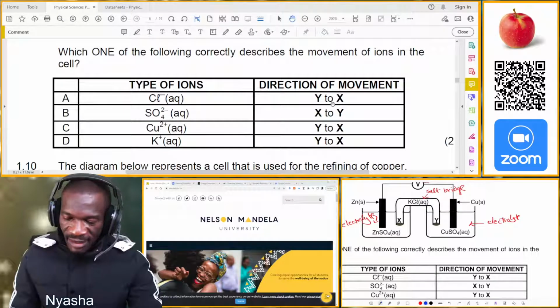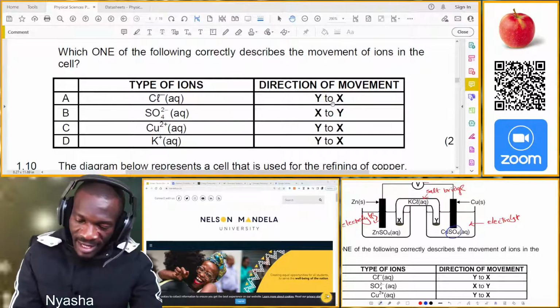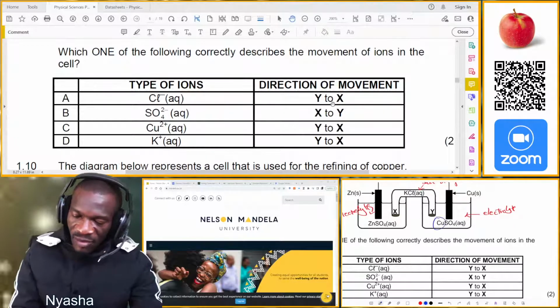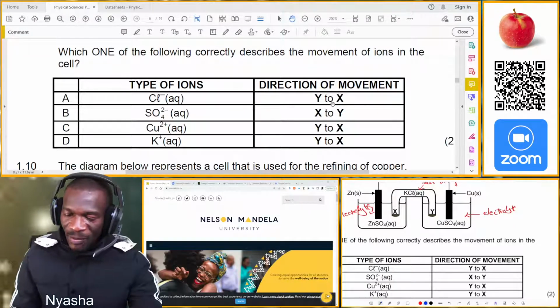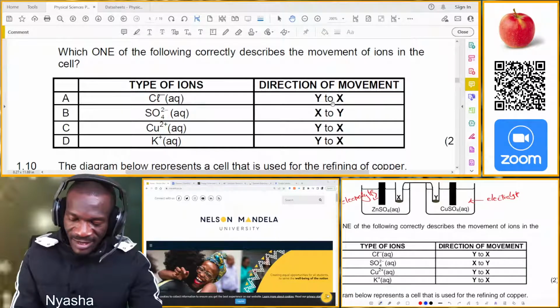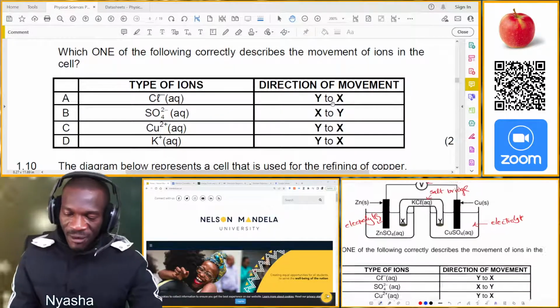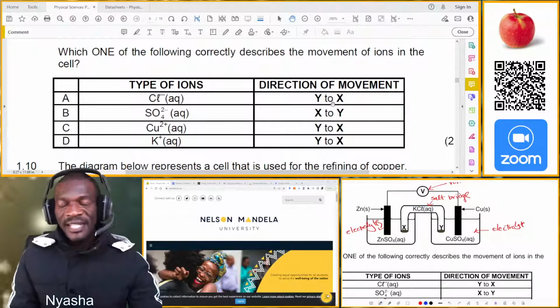Where are the sulfate ions coming from? From either electrolyte. Where are the copper ions coming from? From the copper electrolyte, the copper sulfate electrolyte. And then where are the potassium ions coming from? From the salt bridge. So we have identified the ions.